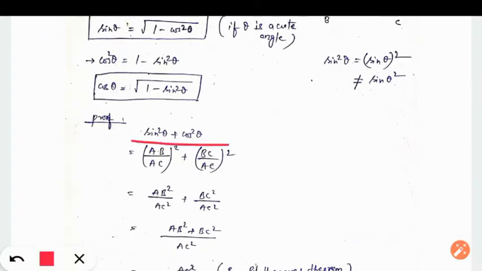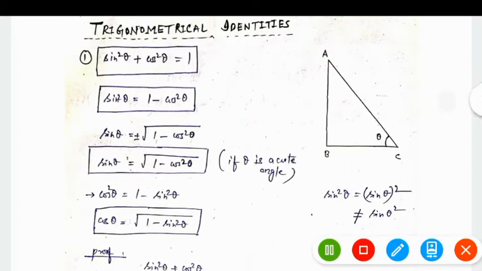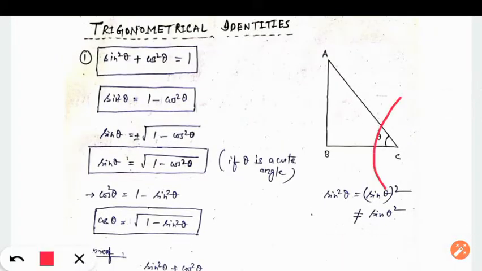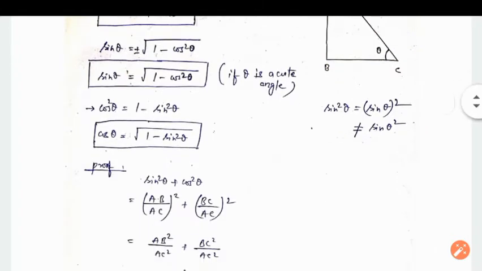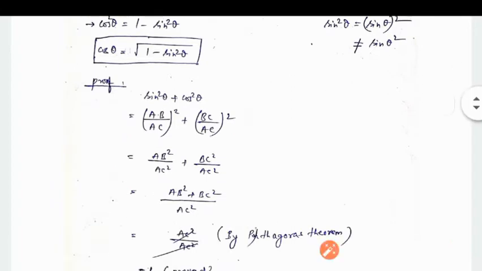What do we have in LHS? Sin square theta plus cos square theta. So sine of this angle is the ratio of perpendicular by hypotenuse, so AB by AC, so it will become AB by AC whole square. Similarly, cos of angle theta is the ratio of BC by AC, so BC by AC whole square, right? So it will become AB square by AC square plus BC square by AC square.